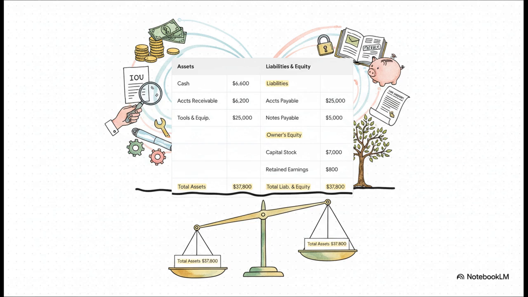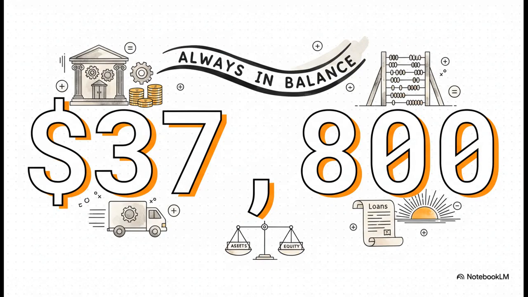Now look over at the right side. You see their liabilities, what they owe, and then you see the owner's equity. And what does that add up to? The exact same amount, $37,800. It's a perfect match. And this is what it's all about. The two sides are in perfect balance. It's not a coincidence, it's not magic. It's because the whole system is designed to make sure that core equation, assets equals liabilities plus equity, is always true. The two sides have to balance.